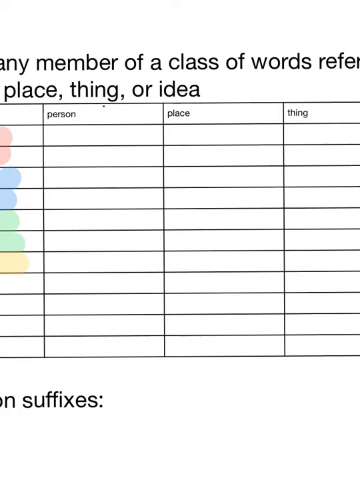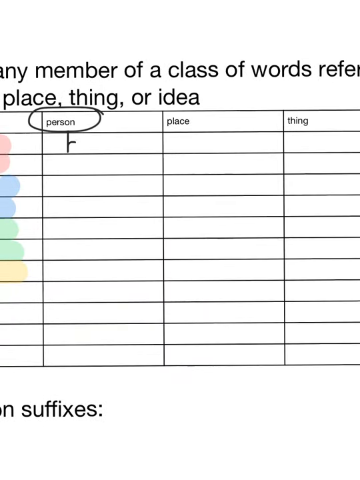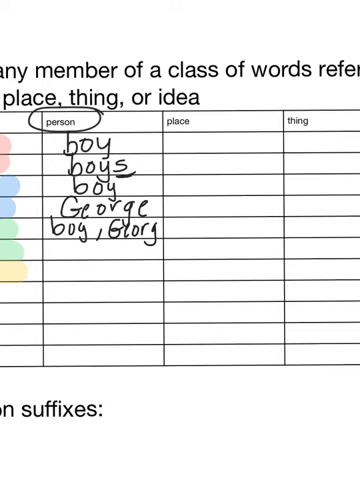So I'm going to start in the person category, the person type of noun. Singular would be something as simple as boy. Plural would be boys. Adding the S or ES is the most common. A common name for a person would be boy. So we can use these same nouns over and over. A proper noun naming a person could be something like George. Concrete: a person is concrete because the definition of a concrete noun is something that has a physical existence. So boy or George, either one is a concrete person.